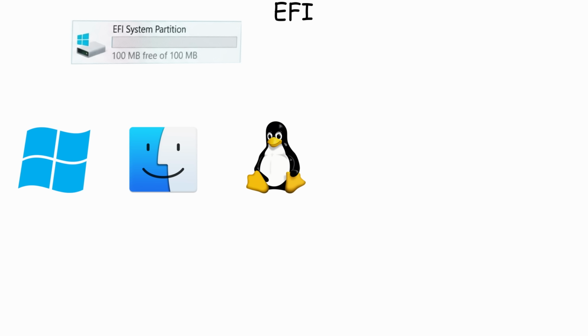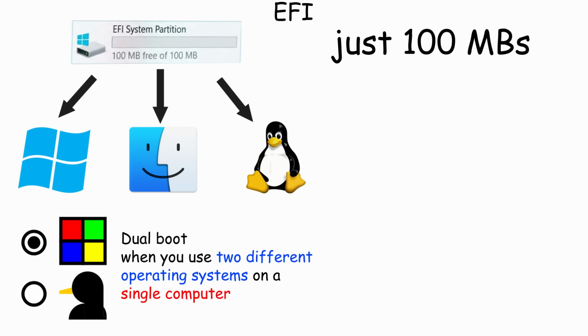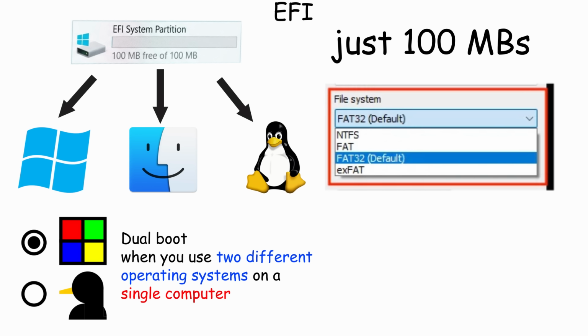This partition can also contain boot files for multiple operating systems, which is why it is used in dual boot setups. It is usually small in size and formatted in the FAT32 file system, so the firmware can easily read it.